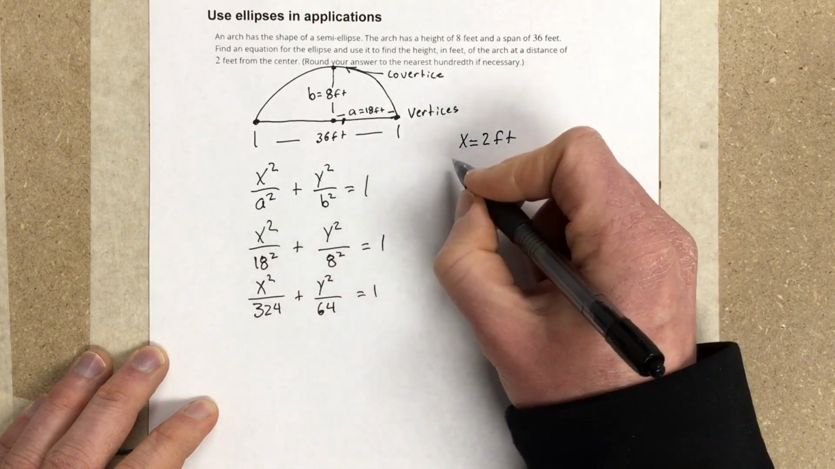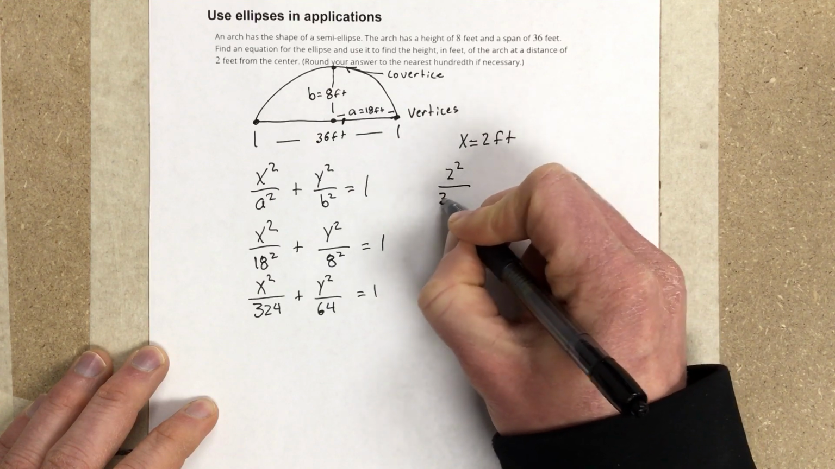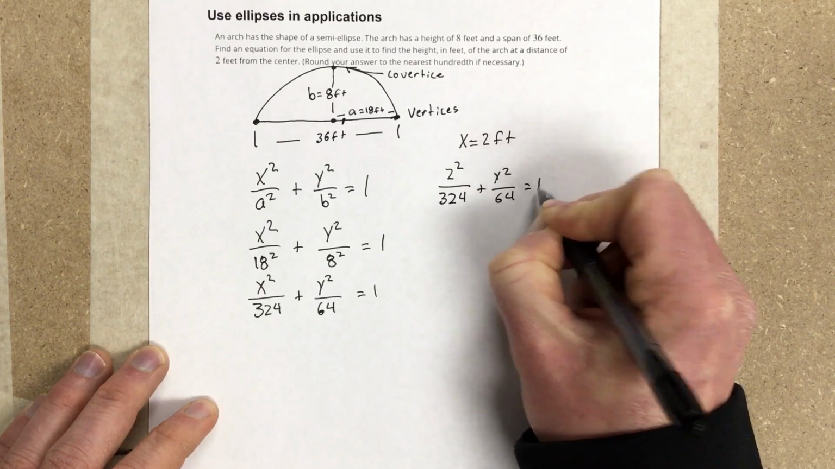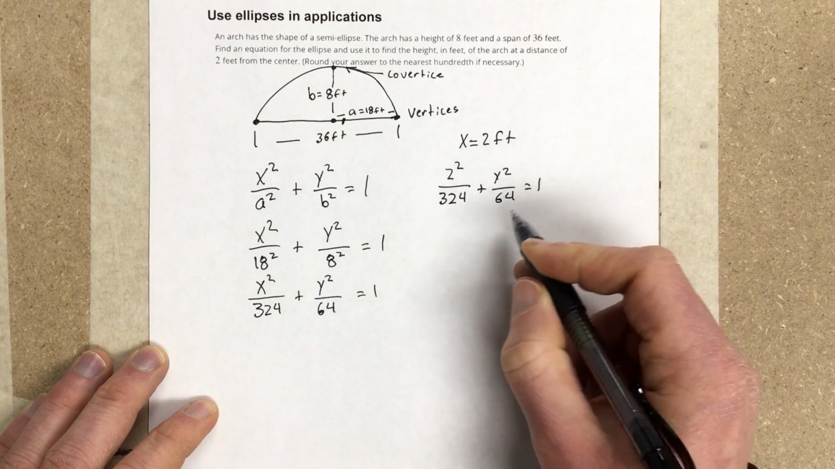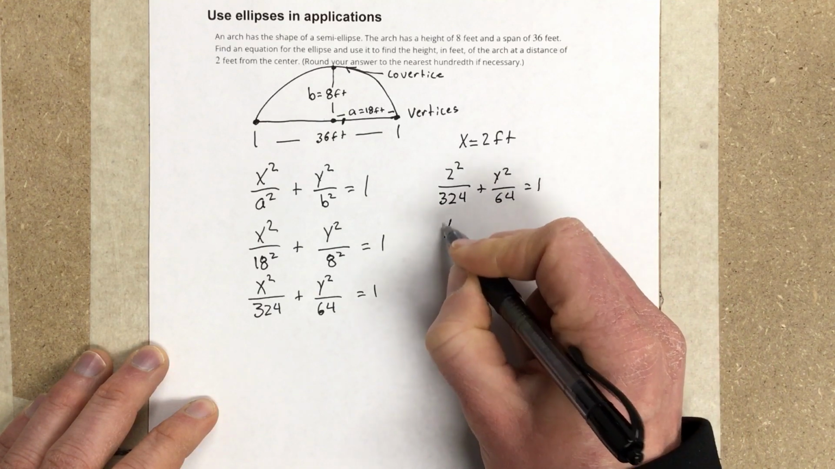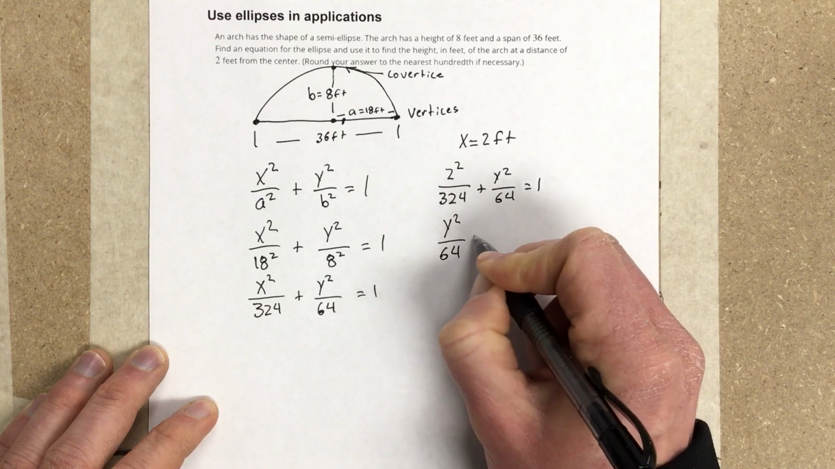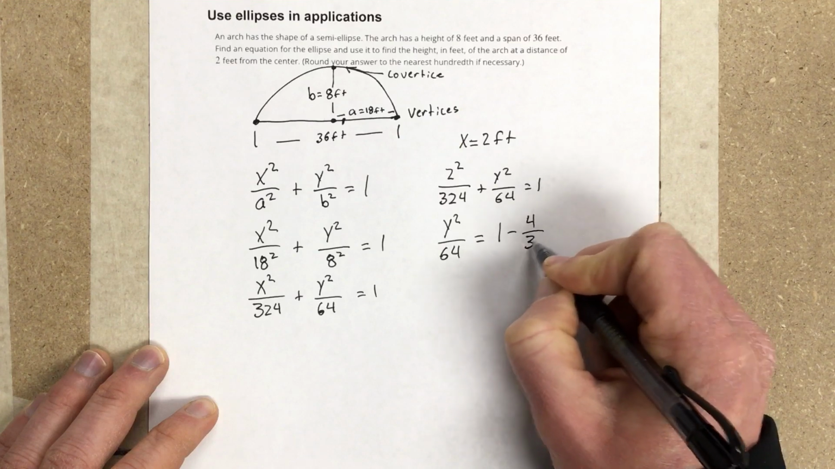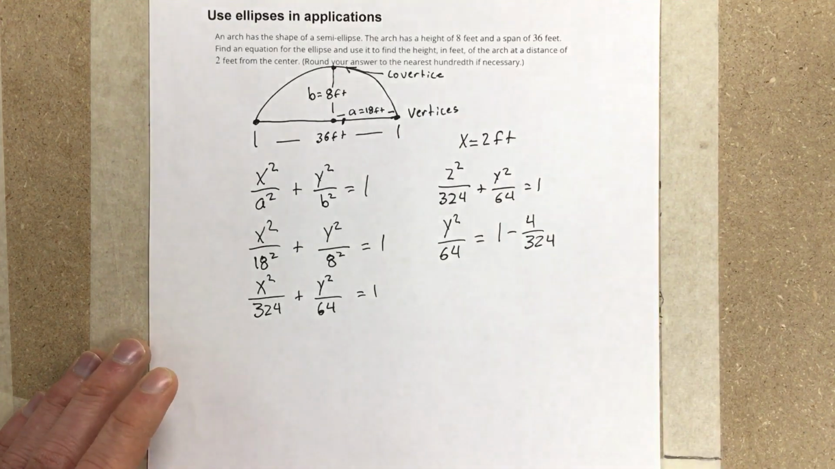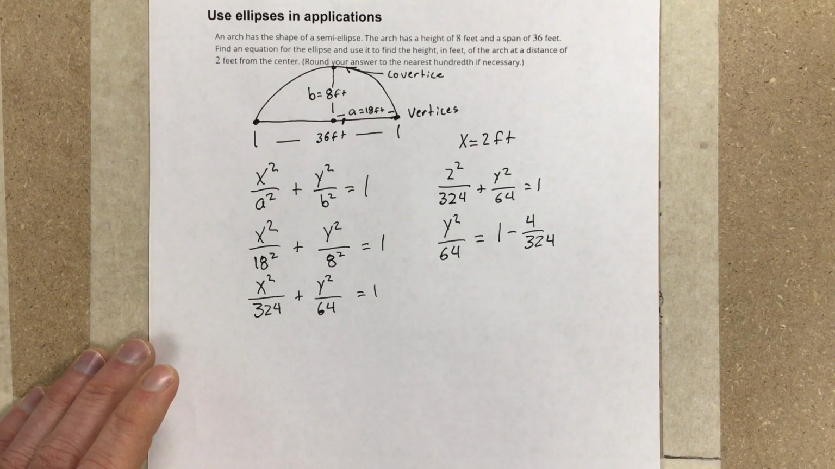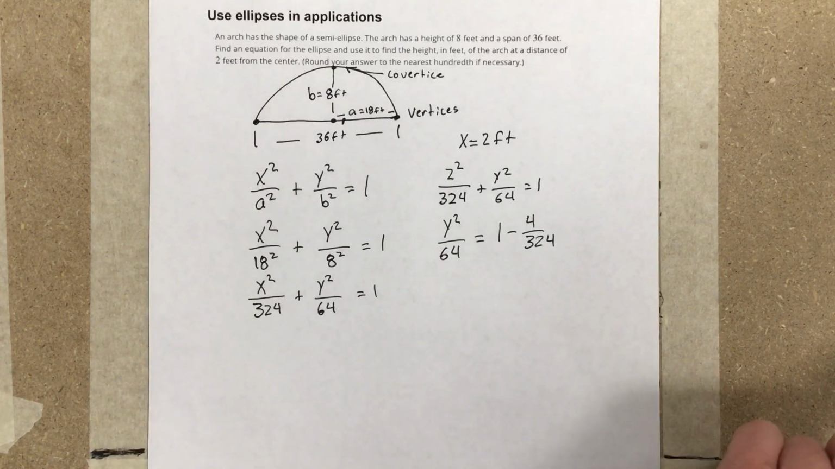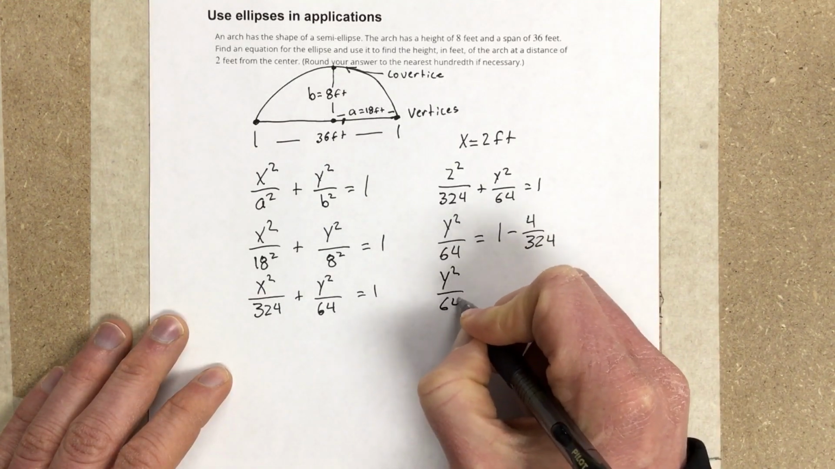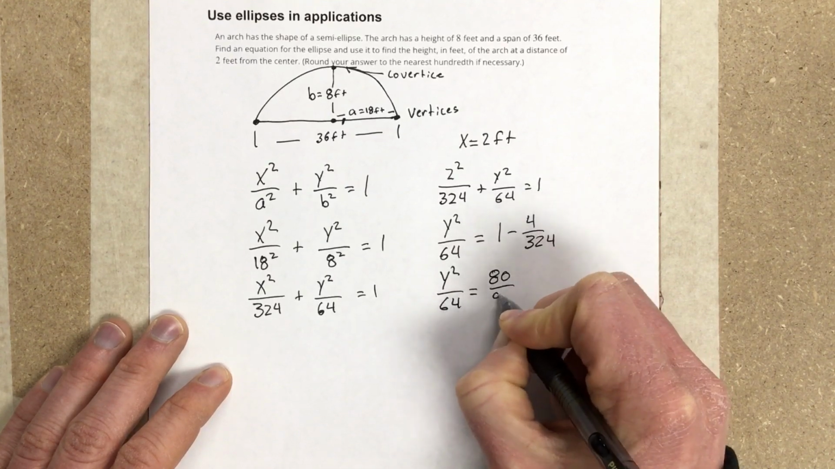Now, if I plug 2 in for x, we get 2 squared over 324 plus y squared over 64 equals 1. If I rewrite this, y squared over 64 is equal to, when I subtract, 1 minus 2 squared, which is 4, over 324. I'm going to do that in the calculator: 1 minus 4 divided by 324. I get 80 over 81. So I have y squared over 64 equals 80 over 81.